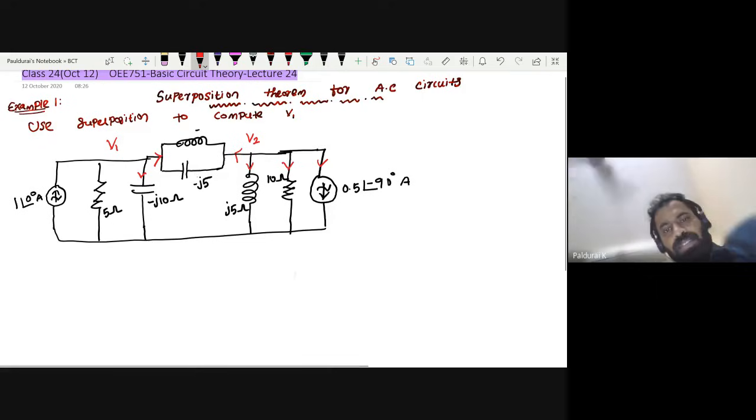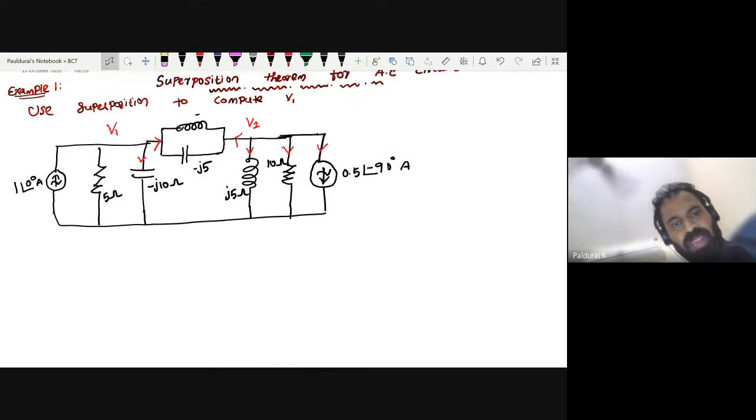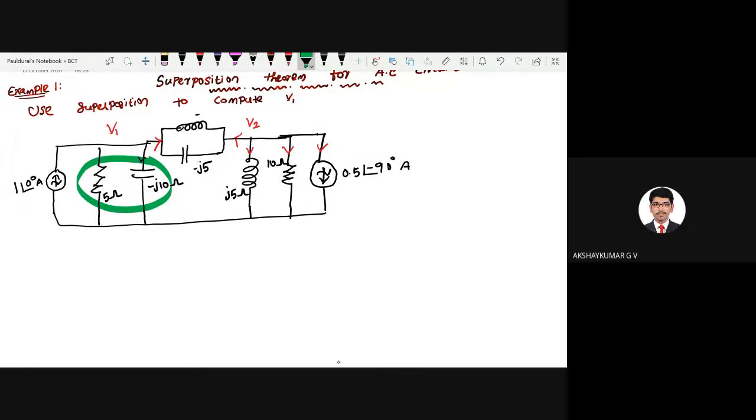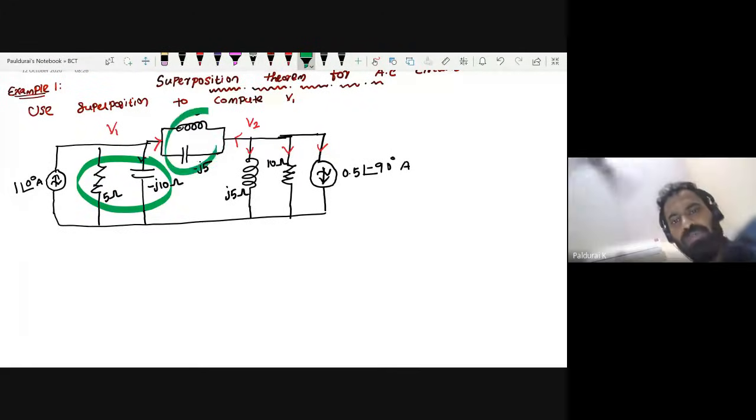Guys, are you with me? How these two are connected? And what about these two? And what about these two? Right. Okay. What is this inductance value? This is J10, right? J10. Okay.